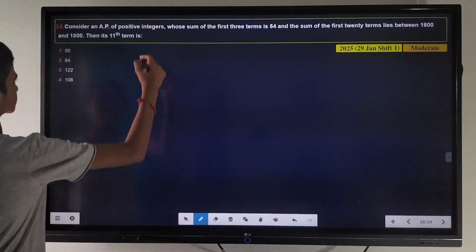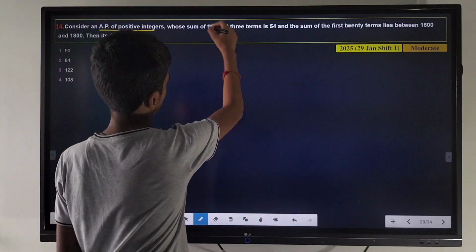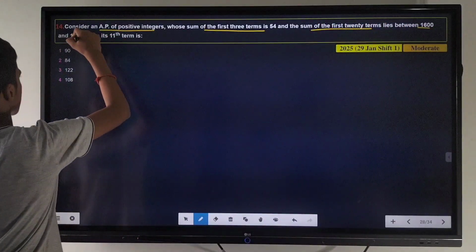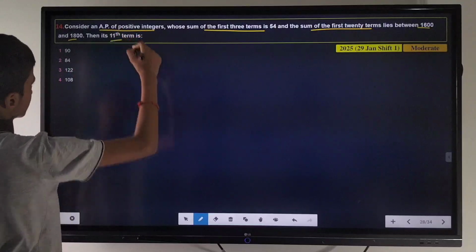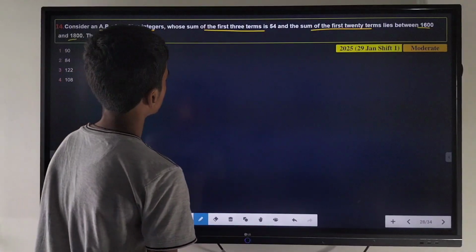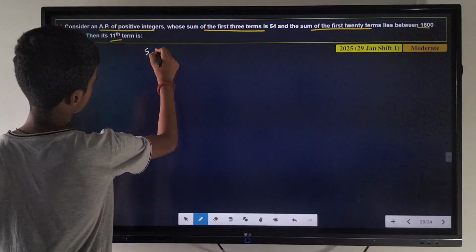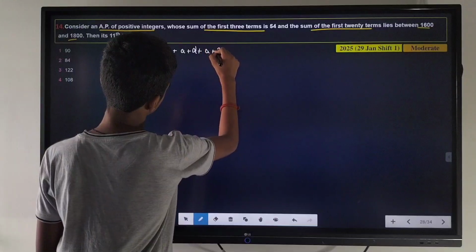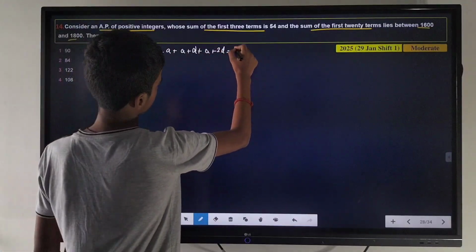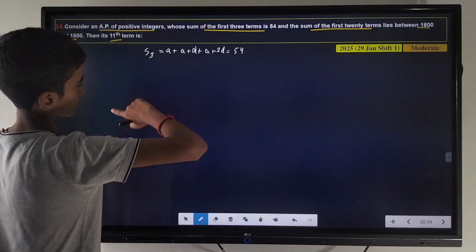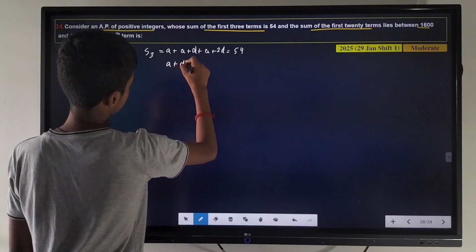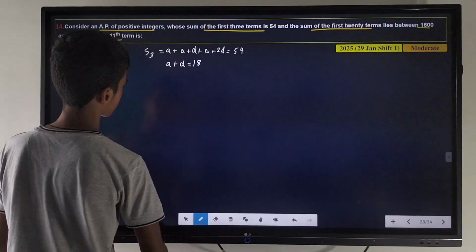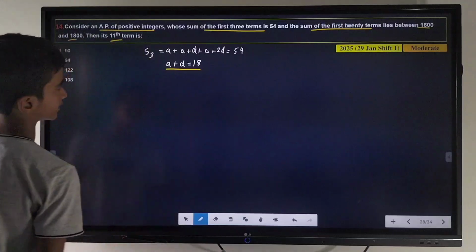This time our question says consider an AP of positive integers whose sum of first 3 terms is 54, and sum of first 20 terms lies between 1600 and 1800. Then its 11th term is. Now sum of first 3 terms is equal to a plus a plus d plus a plus 2d is equal to 54. This will be 3a plus 3d. So a plus d is equal to 18.